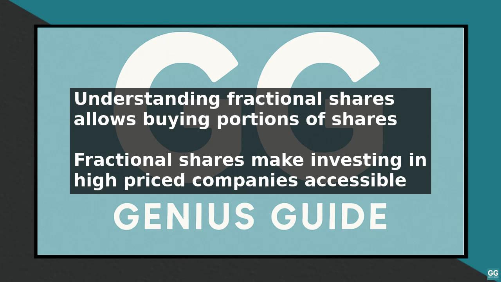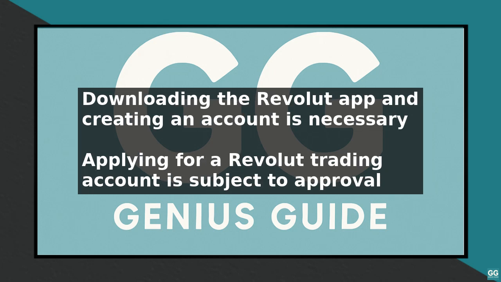To get started, you need to download the Revolut app and create an account. Once you have an account, you need to apply for a Revolut trading account, which is subject to approval. After your account is approved, you can start buying fractional shares. The process is straightforward. You simply search for the company you want to invest in, choose the amount you want to invest, and confirm the transaction.